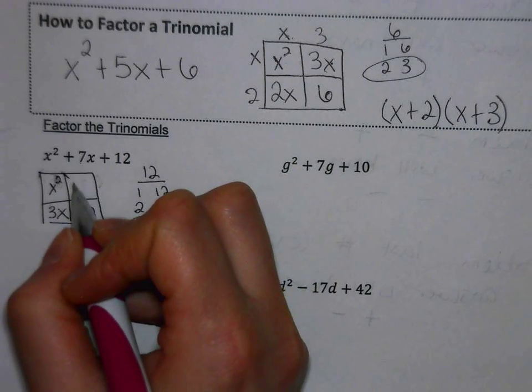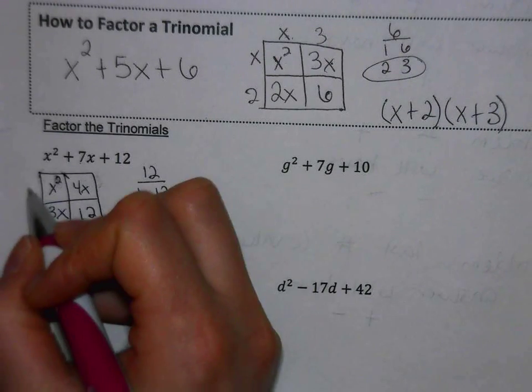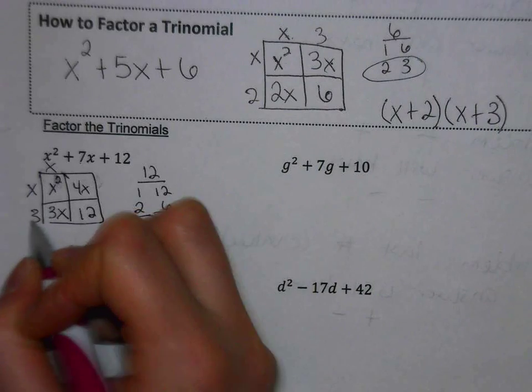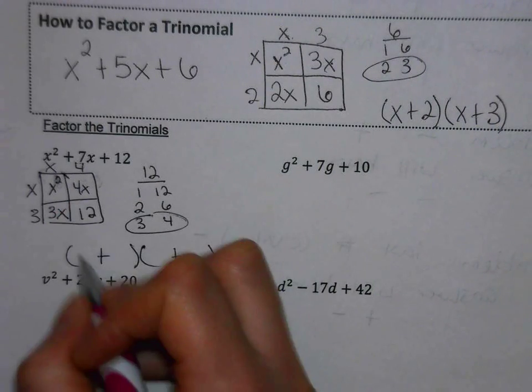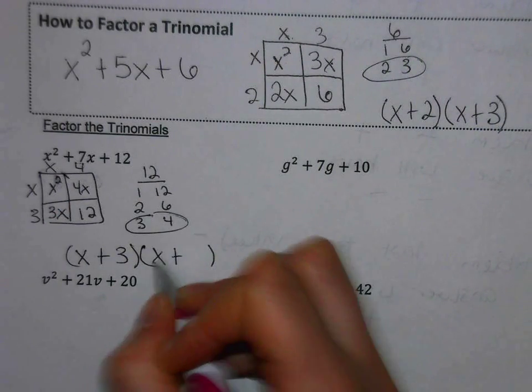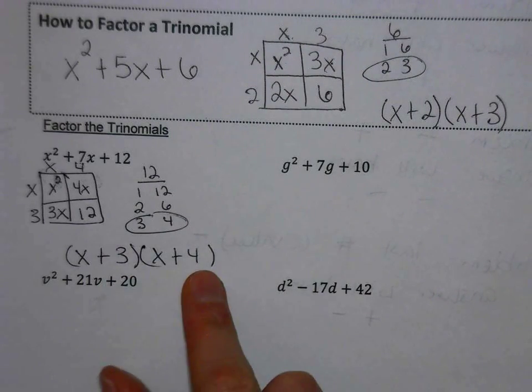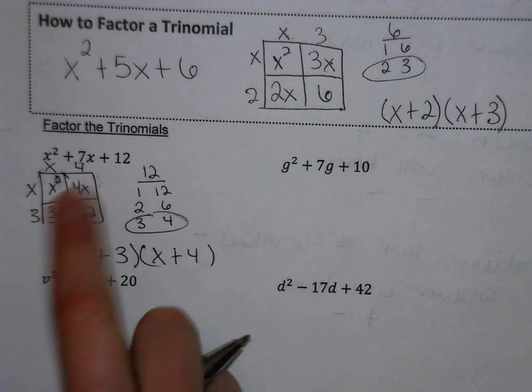So that means this is x, x, a 3, and a 4. So we have x plus 3 and x plus 4. 3 times 4 is 12, and 3x plus 4x is 7x. So this is our final answer.